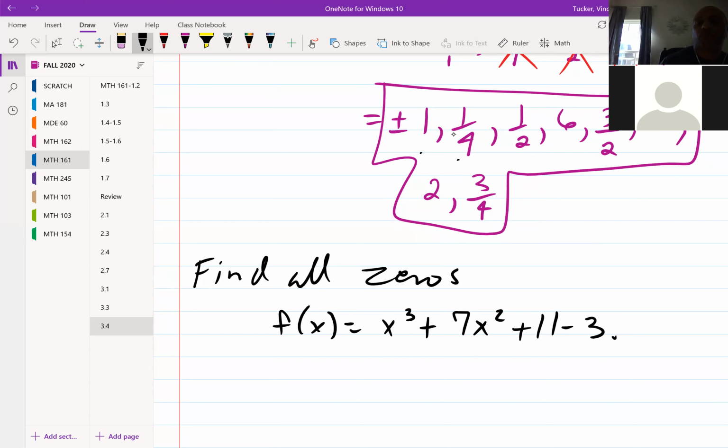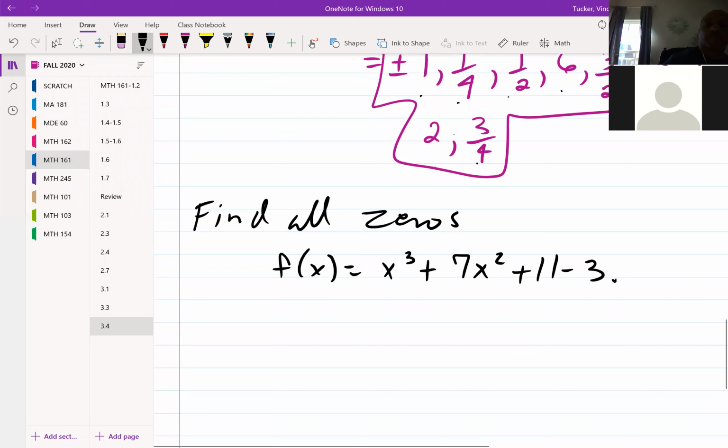See here we have 1, 2, 3, 4, 5, 6, 7, 8. So there's 16 possible solutions. So I wouldn't give you one like that. I would give you one like this one right here. It tells us to find all possible solutions.